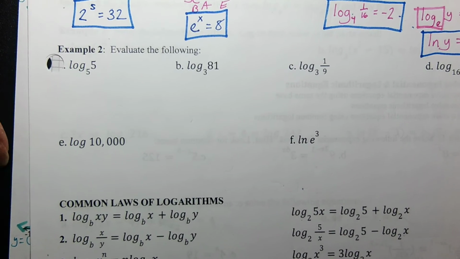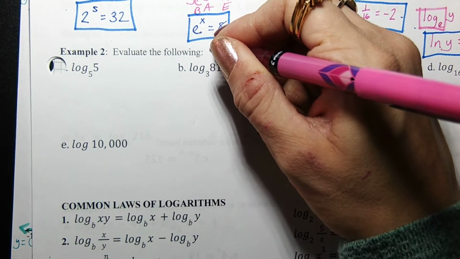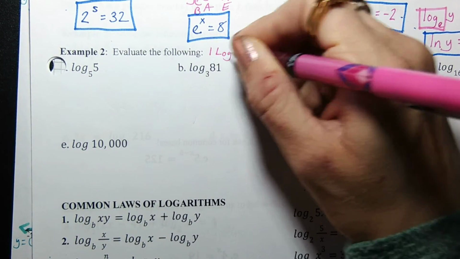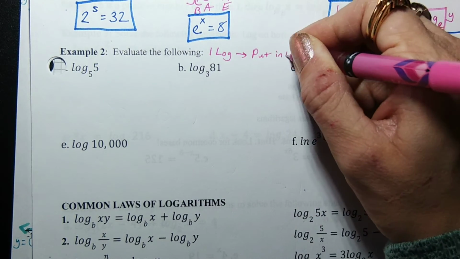So let's go ahead and just take a look at example 2. It says evaluate. So if I said, hey guys, what's log base 5 of 5? You'd be like, I don't know. I don't even know what a log is. What's nice is that to evaluate one log, we simply put it in exponential form.